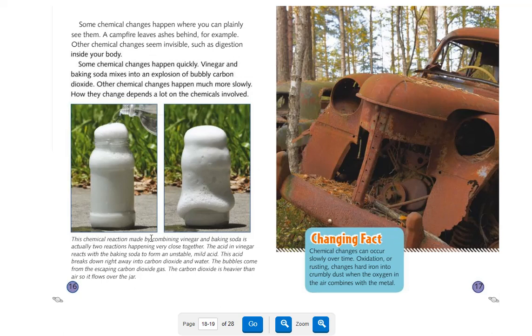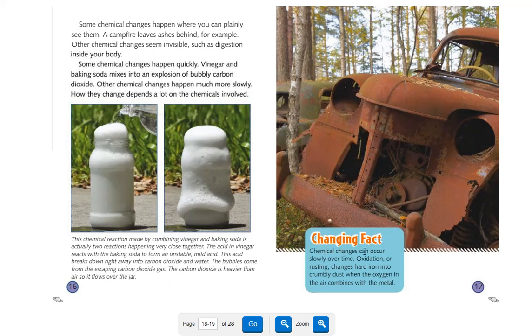This chemical reaction made by combining vinegar and baking soda is actually two reactions happening very closely together. The acid in vinegar reacts with the baking soda to form an unstable, mild acid. This acid breaks down right away into carbon dioxide and water. The bubbles come from the escaping carbon dioxide gas. So all those bubbles you're seeing from that reaction are full of carbon dioxide. The carbon dioxide is heavier than the air, so it flows over the jar.